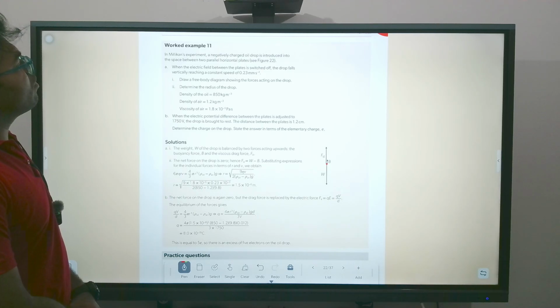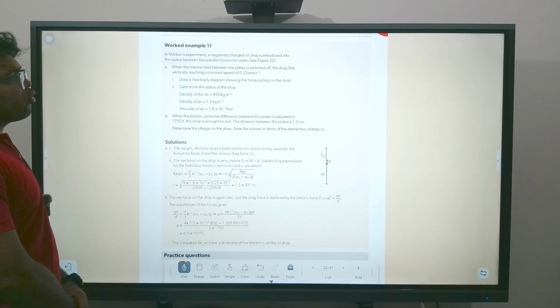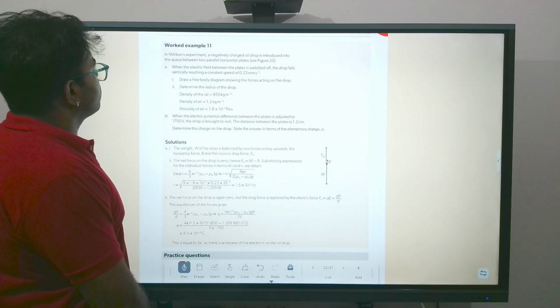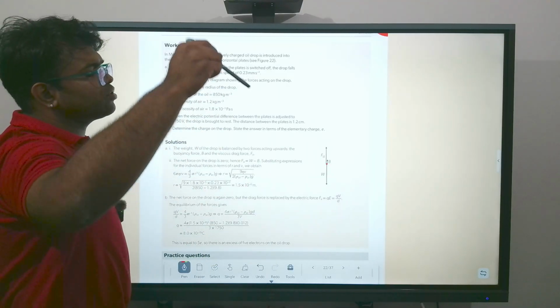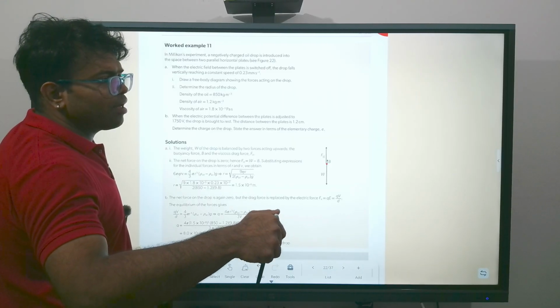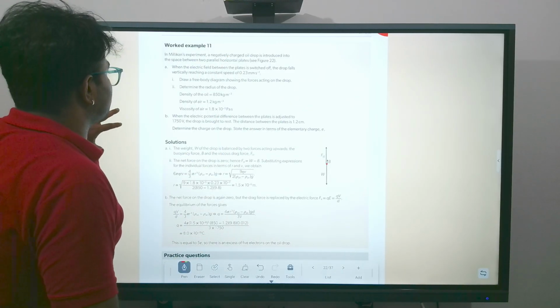When the electric field between the plates is switched off, the drop falls vertically downwards. Draw a free body diagram showing the forces acting on the drop. There will be a force of weight acting vertically downwards, and the viscous drag which is acting vertically upwards.